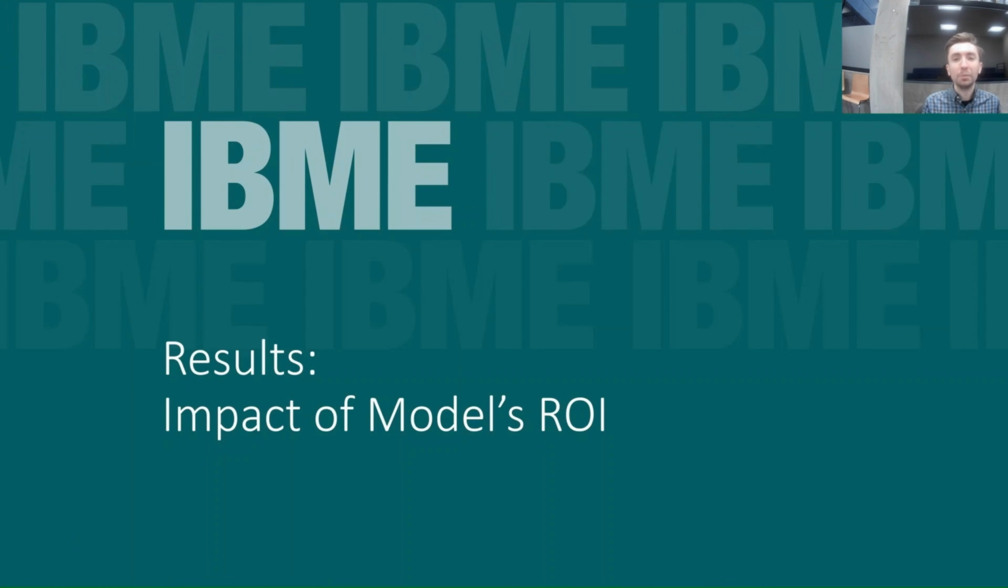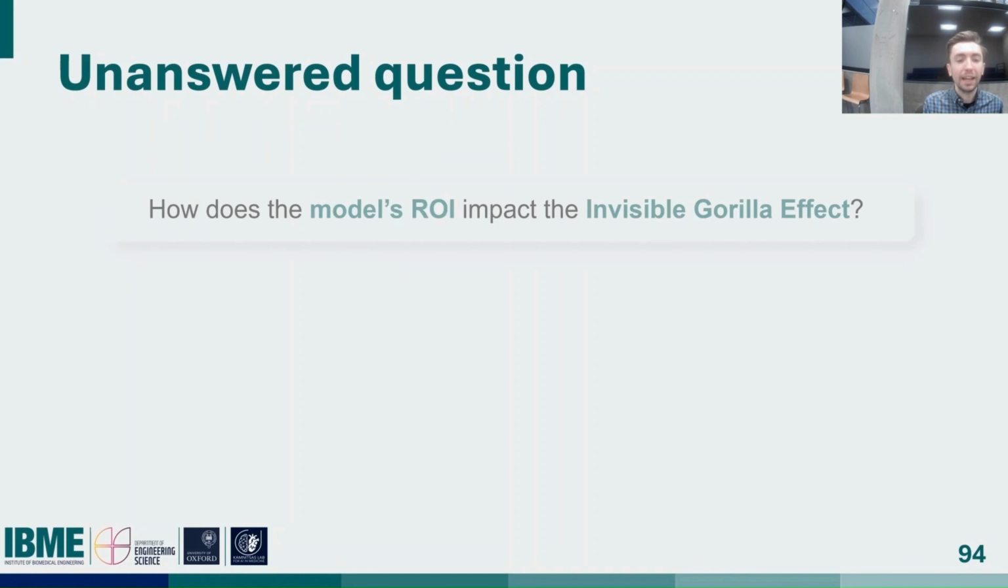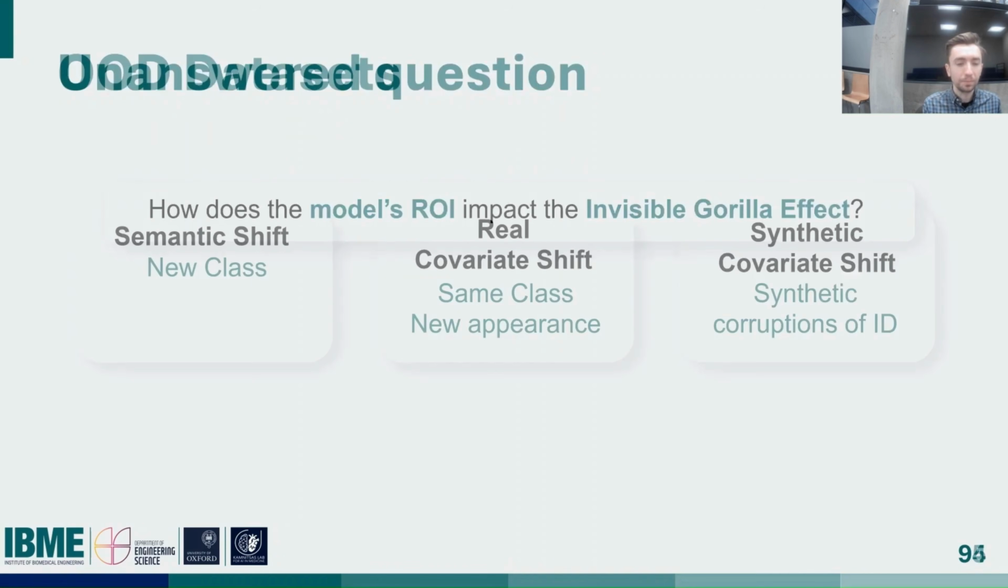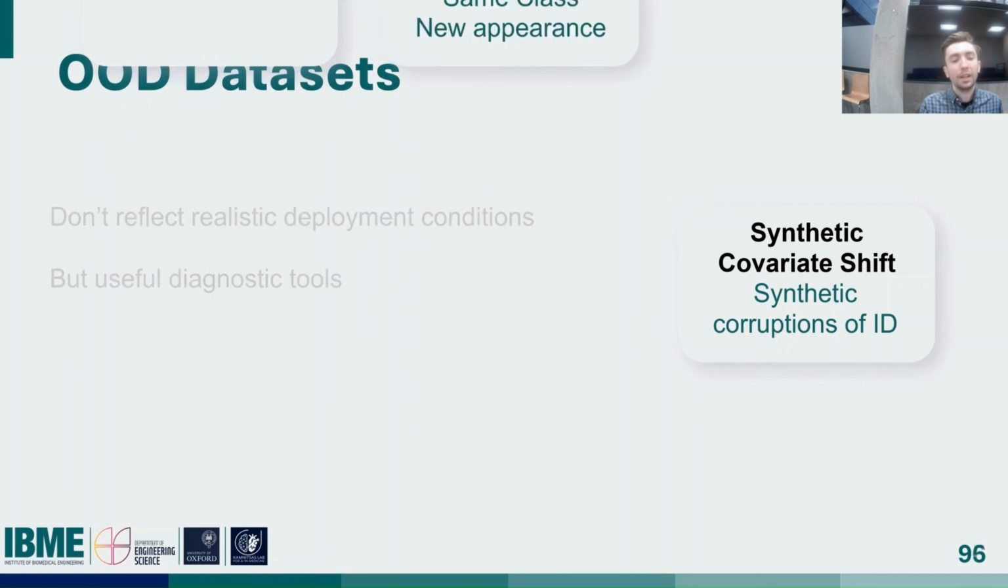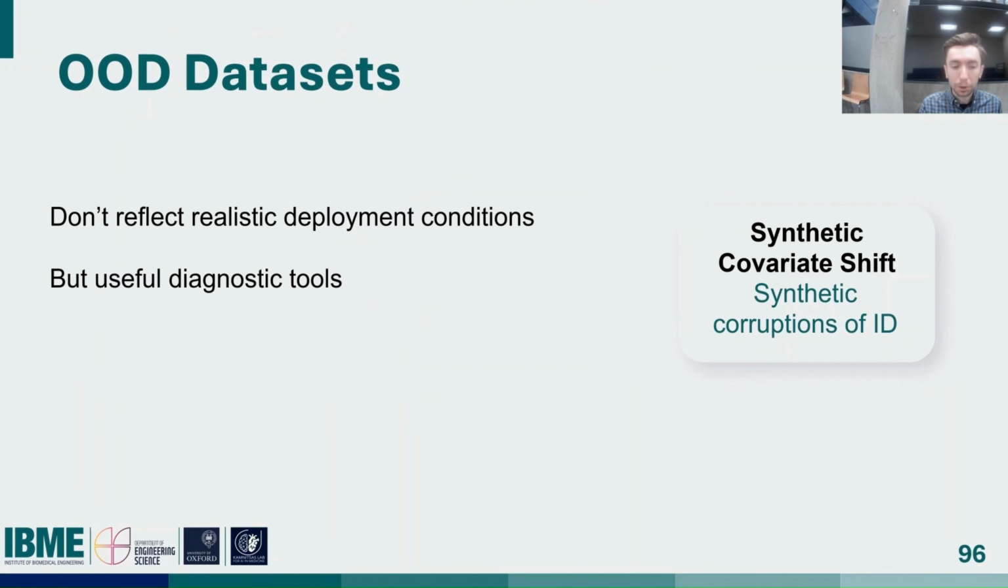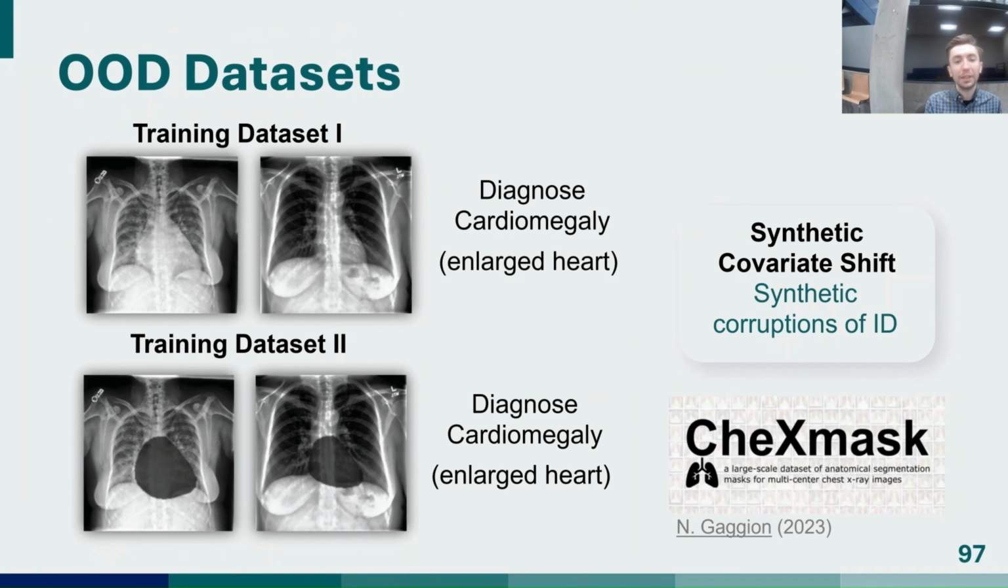Let's now look at the impact of the model's region of interest on the effect. One unanswered question is, how does the model's region of interest impact the invisible gorilla effect? Going back to our OOD datasets, we can look at our synthetic covariate shift data. Remember, these don't reflect realistic deployment conditions, but they're useful diagnostic tools. We had two different training datasets that we used. Both are CheXpert, which is a chest X-ray dataset.